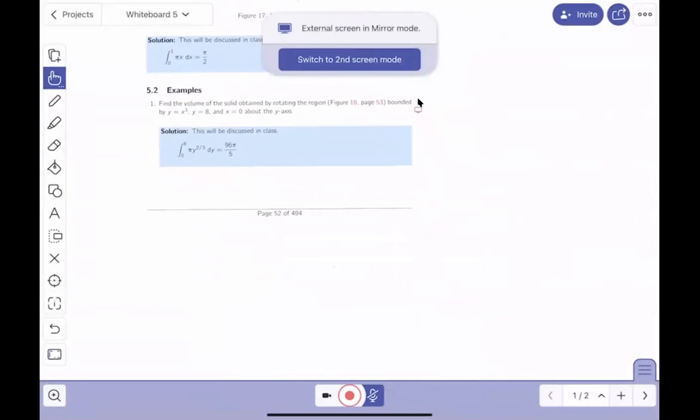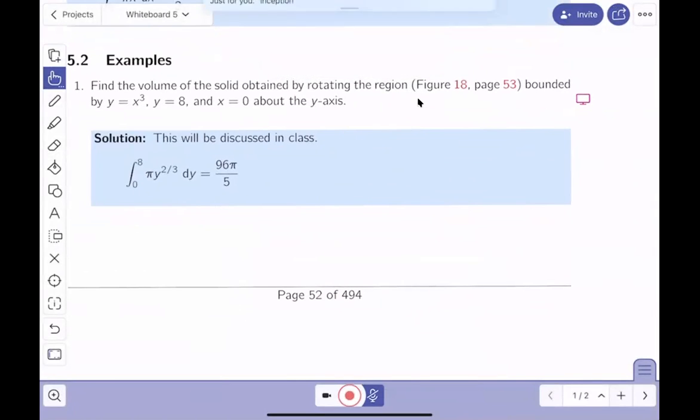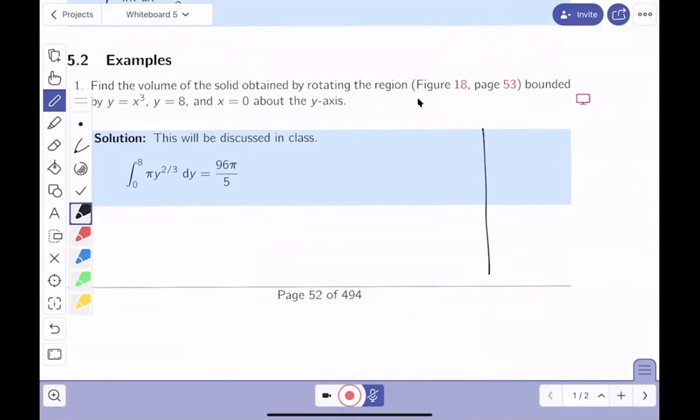All right, so let's take a look at this first problem here. Number 1, they do say find the volume of the solid obtained by rotating the region. There's a picture. I don't mind you looking at a picture, but you should generate your own pictures. And they say bounded by y equals x cubed, y equals 8, x equals 0 about the y-axis. So the first thing I would do is, certainly you're more than welcome to look at the picture on the next page, but you really should be able to do this on your own.